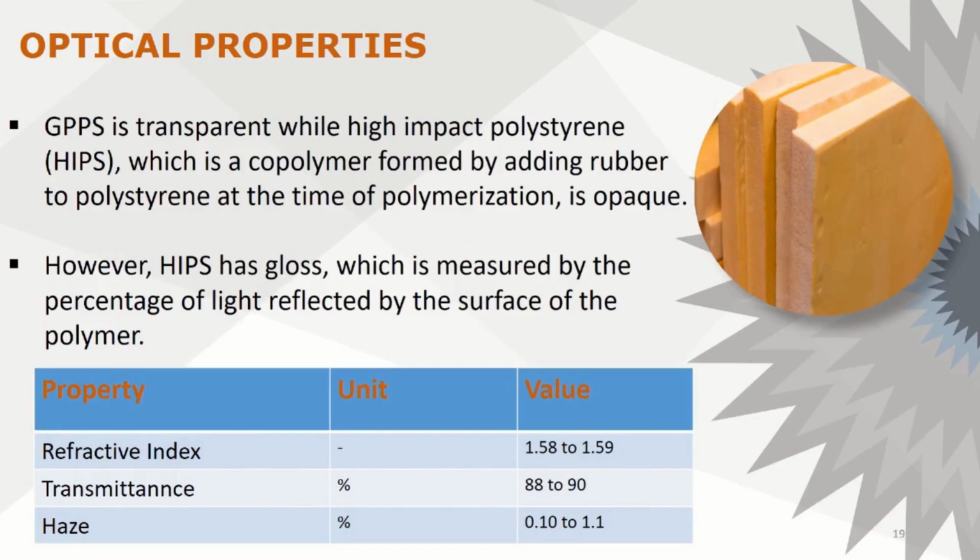Okay, now I am going to talk about optical properties. GPPS is transparent, while high impact polystyrene, which is a copolymer formed by adding rubber to polystyrene at the time of polymerization, is opaque. However, HIPS has gloss, which is measured by the percentage of light reflected by the surface of the polymer. You can see these optical properties in this table.